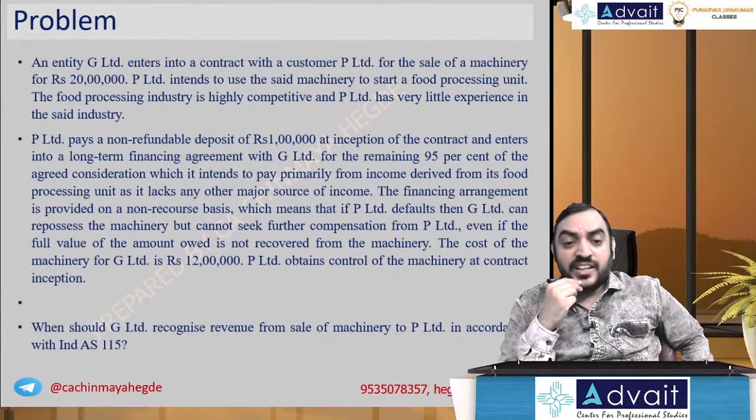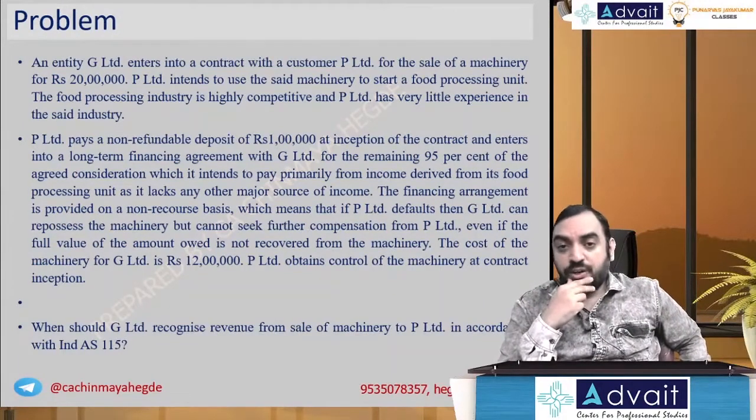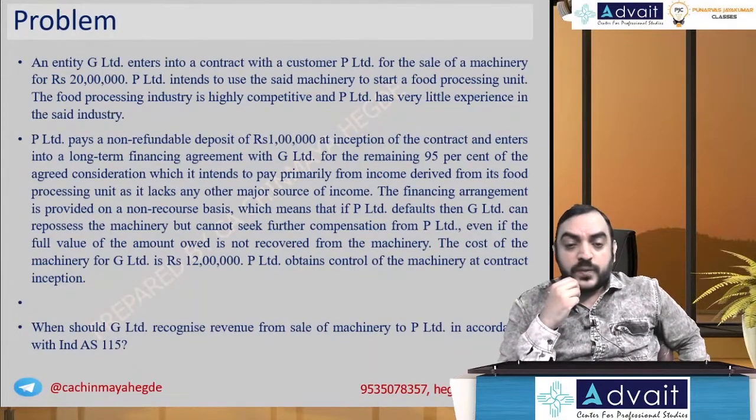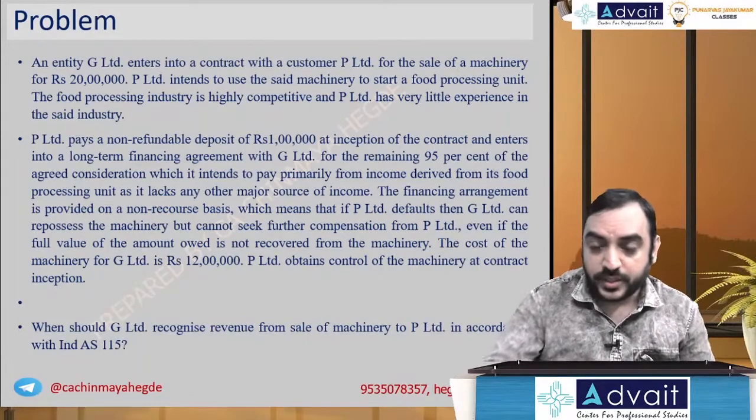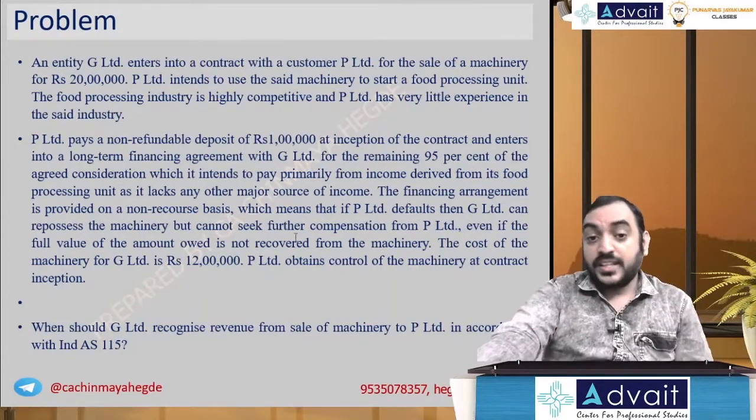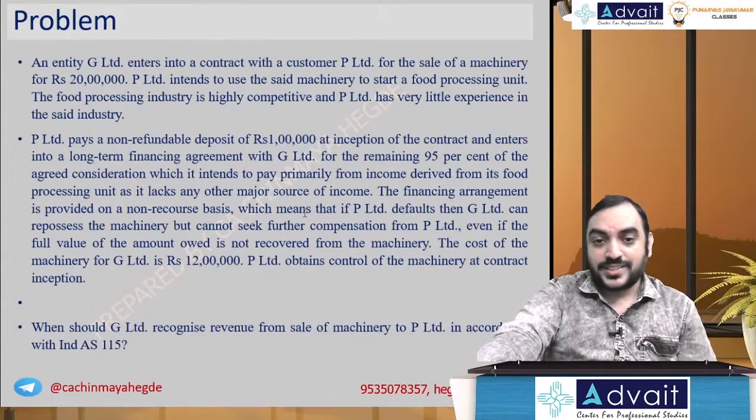The financing arrangement is provided on a non-recourse basis, which means if P Limited defaults, then G Limited can repossess the machinery but cannot seek further compensation from P Limited, even if the full value of the amount owed is not recovered from the machinery. The cost of the machinery to G Limited is rupees 12 lakh. P Limited obtains control of the machinery at contract inception. When should G Limited recognize the revenue from the sale of machinery to P Limited in accordance with Ind AS 115? Please read the problem once more. We'll discuss afterwards.